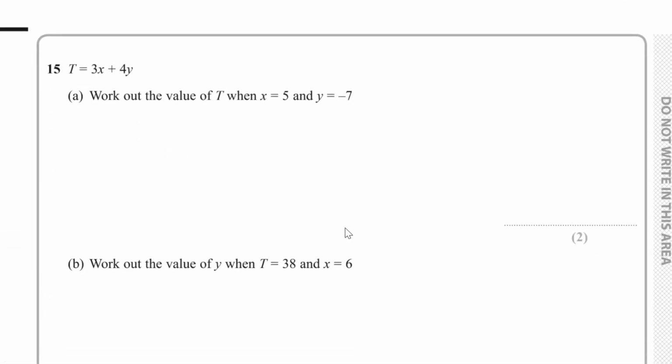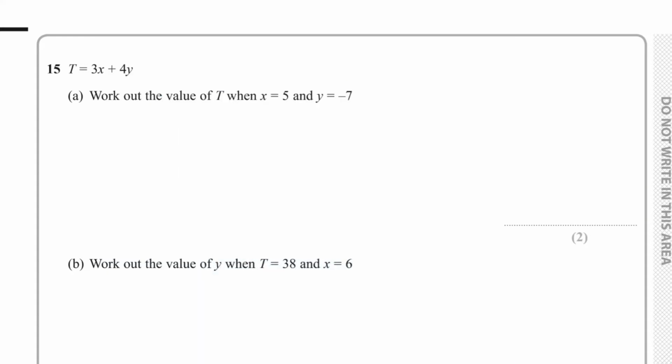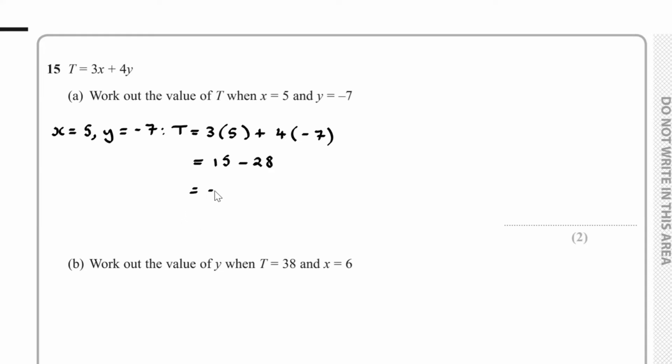Question 15. We've got t which is equal to 3x plus 4y, and we have to work out the value of t when x is equal to 5 and y is equal to minus 7. So when x is equal to 5 and y is equal to minus 7, t that's equal to 3 lots of 5 plus 4 lots of minus 7. So here we get 15 minus 28, which is minus 13.